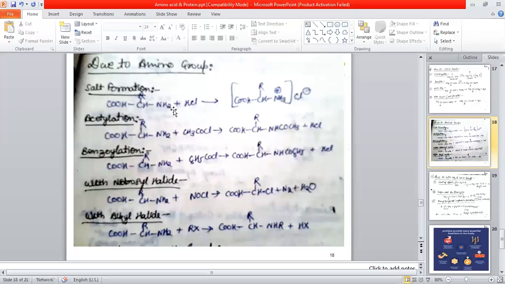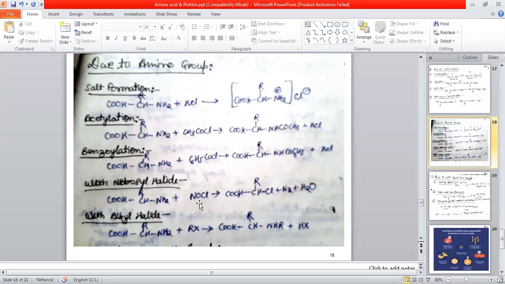Whenever it reacts with HCl, what will happen? It will make a salt, NH3Cl. Now when this compound reacts with acetyl chloride, it will make a compound like this, NHCOCH3. H and Cl are eliminated. Again NHCOCH3, from here this hydrogen and this chlorine, HCl, are eliminated.